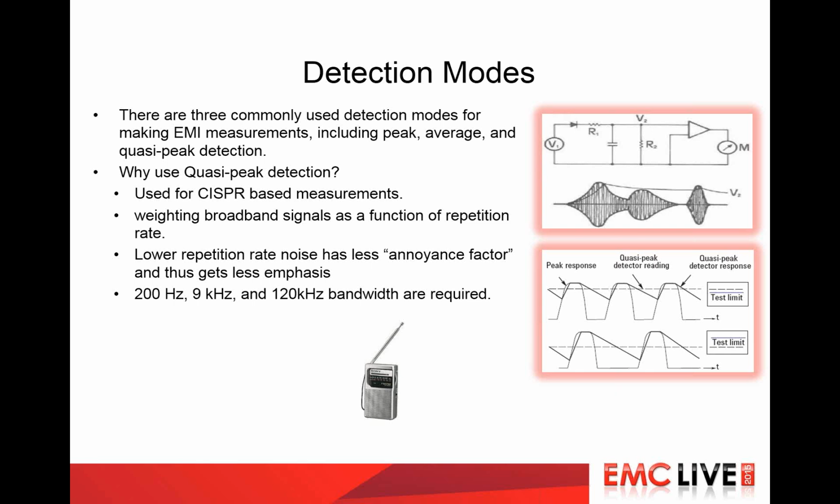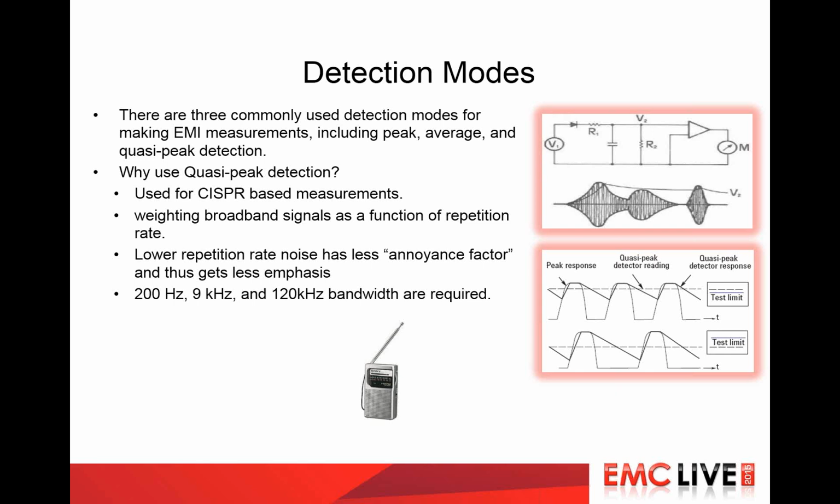So again, the quasi-peak detector has a very fast charge and very slow discharge, so it's a different detector than you're normally used to. There are also three different bandwidths required to do these tests, based upon the particular device you're testing and also the spec limits that apply to the device.